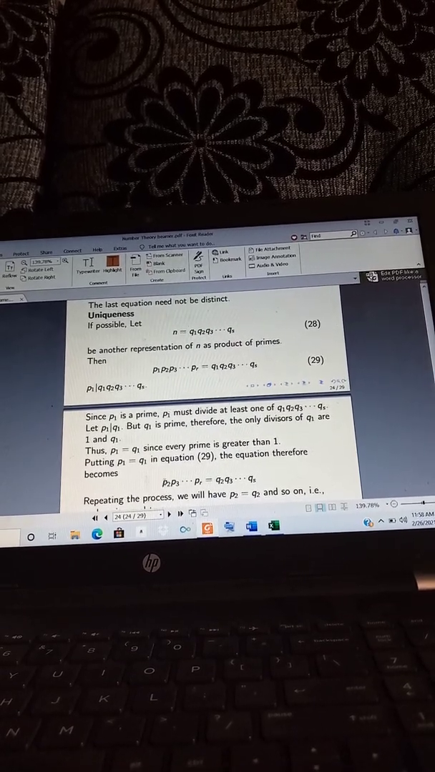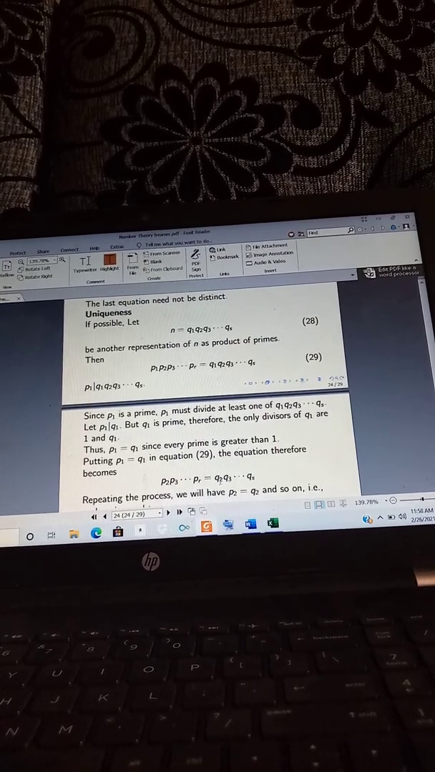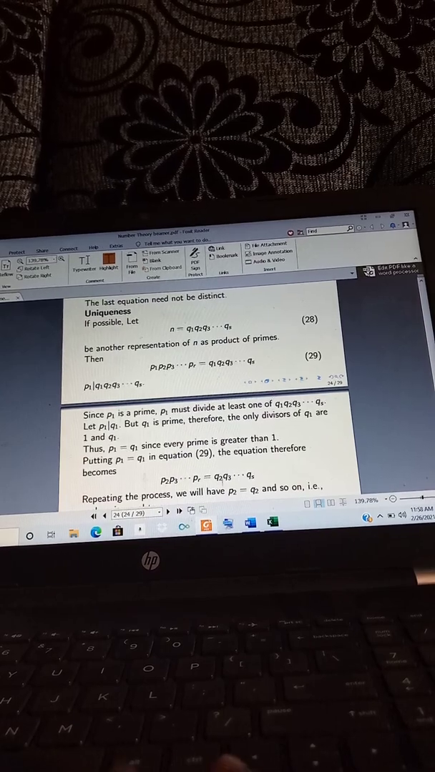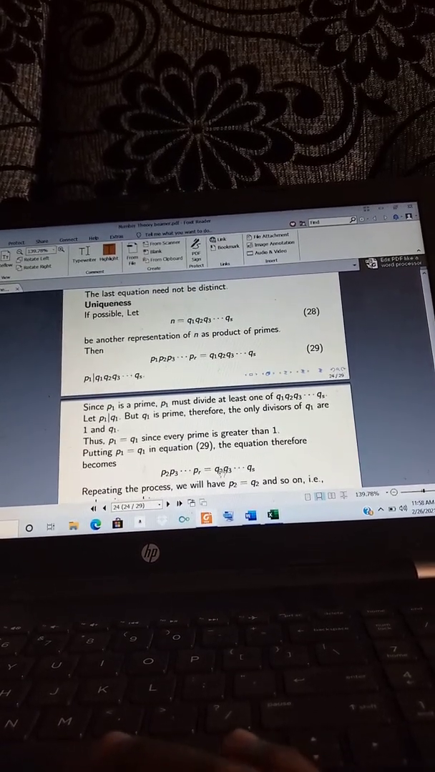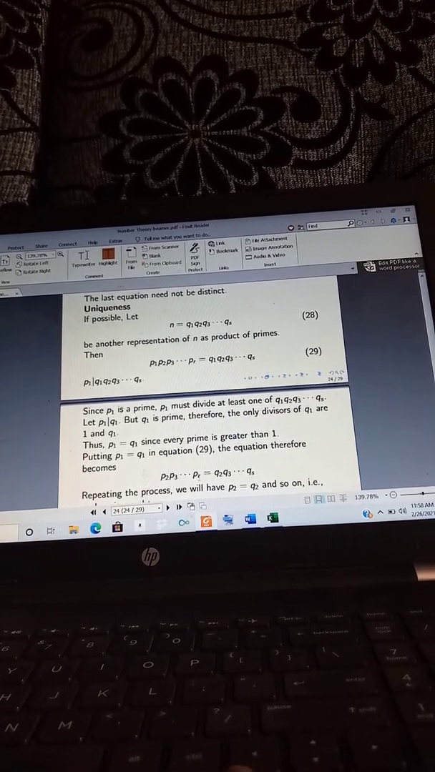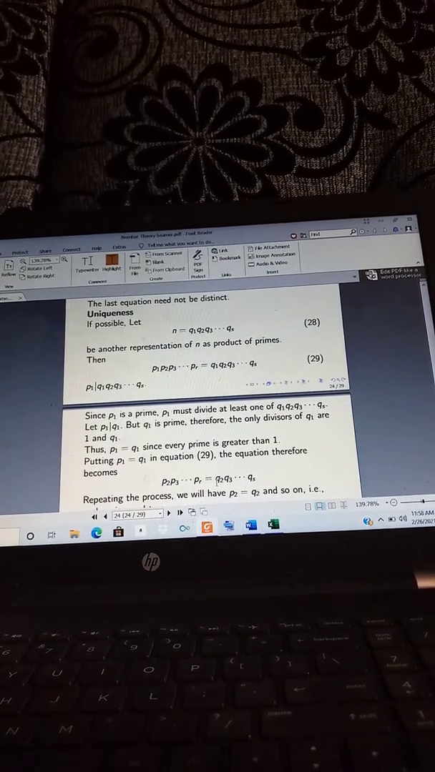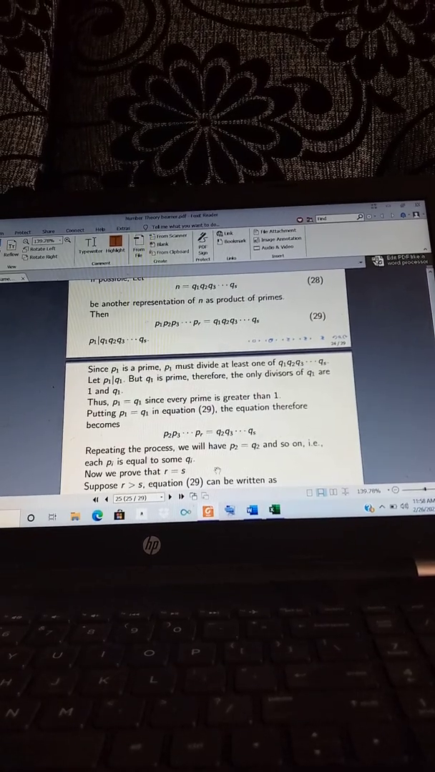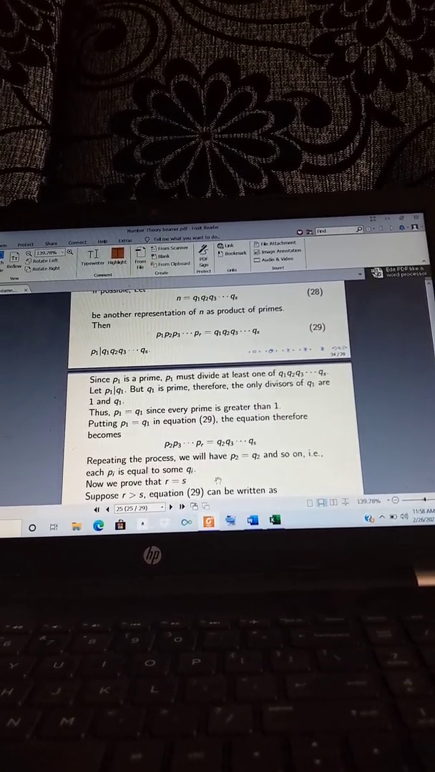Again, p2 will divide at least one of these, so let's assume that p2 divides q2. If p2 divides q2 and q2 is prime, and the only divisors of q2 are 1 and q2 itself, then we must also have p2 equal to q2. So we can continue with the process, and we will see that each pi is equal to some qi. Now we show that r is equal to s.